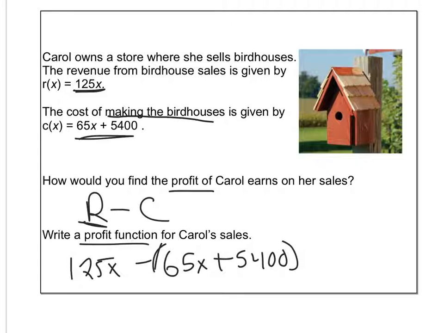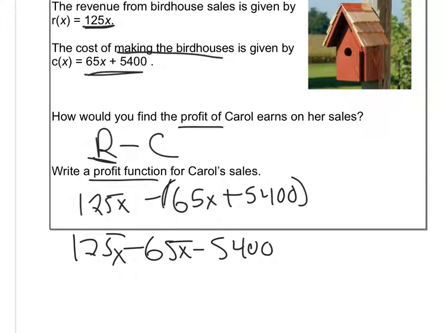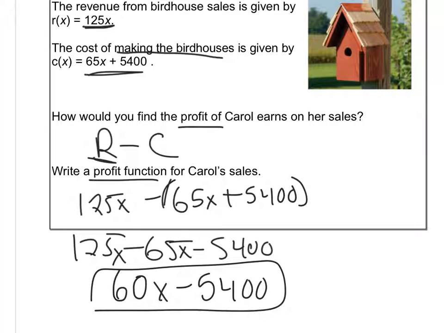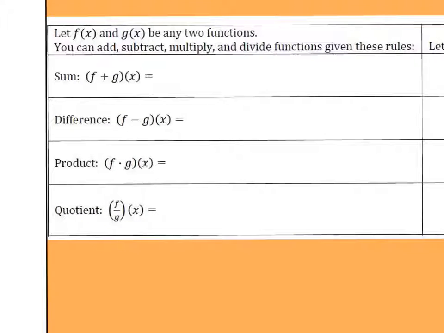Now, simplifying this is not too tough. So it's going to be 125x minus 65x. When I subtract that, that should be 60x minus 5,400, where x is the number of birdhouses she makes. So that raises a bigger question. If I'm doing the sum, difference, product, or quotient, what does that look like? Let's take a look at this first.